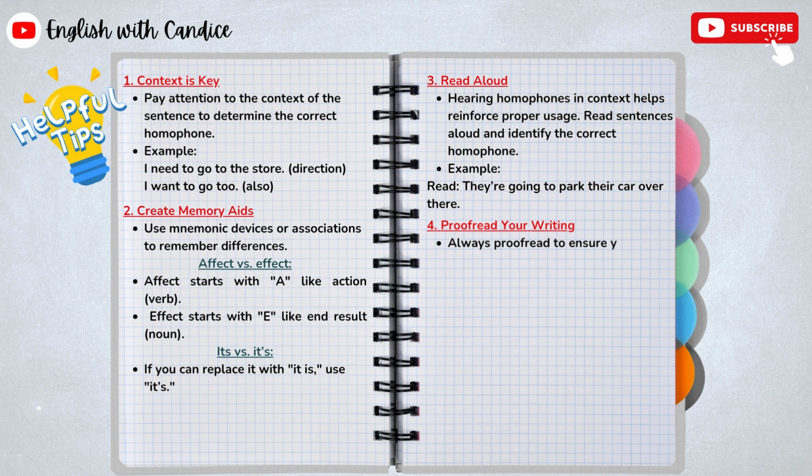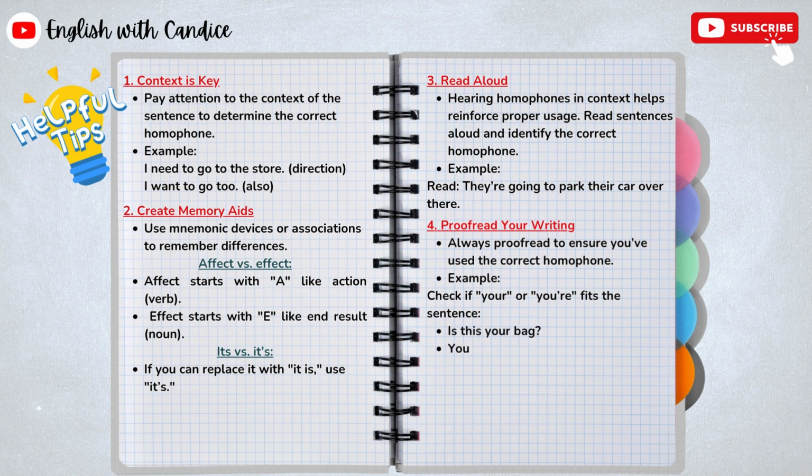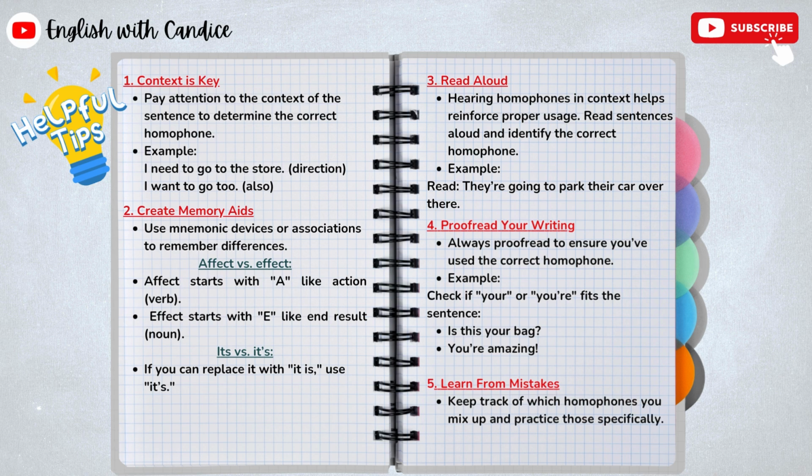Next, we have proofread your writing. It's very important to always proofread your writing to ensure you've used the correct homophones. So, for example, check if your or you're fits the sentence, as in, is this your bag, or you're amazing. Proofread your writing. And lastly, also very important, learn from mistakes.